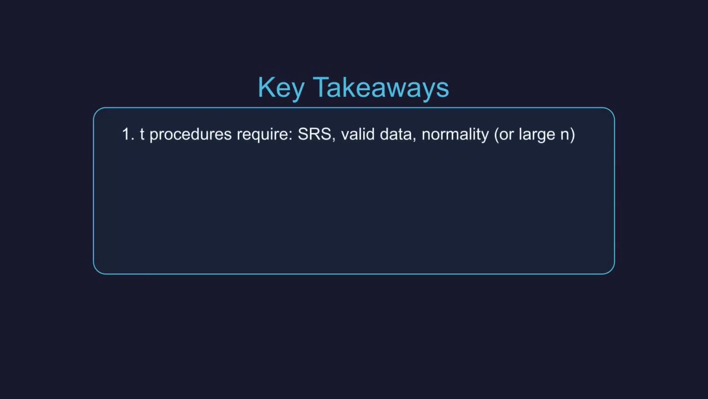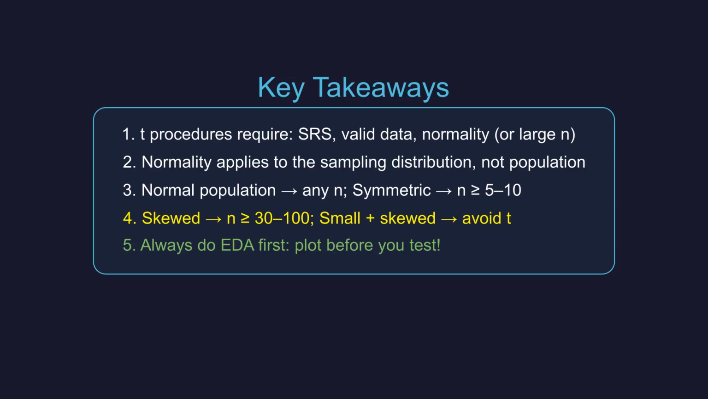To wrap up, T procedures require a simple random sample, valid data, and the normality condition. Remember, the normality condition applies to the sampling distribution. For normal populations, any n works. For symmetric distributions, n of 5 to 10 is enough. For skewed data, you need n of 30 to 100. With small skewed samples, avoid T and consider alternatives. And always plot your data before running any test.